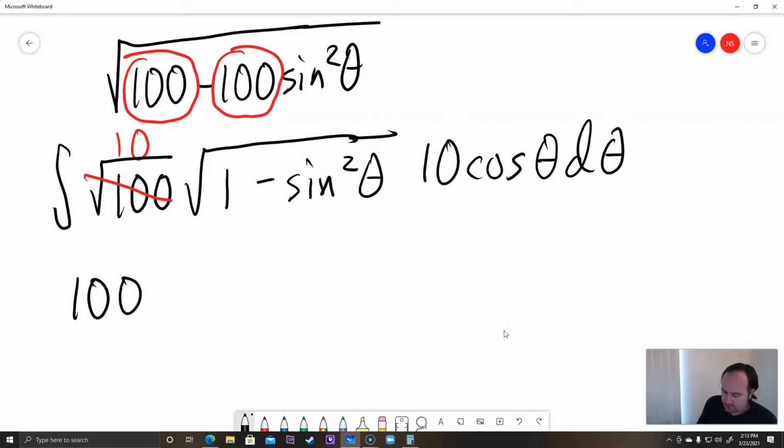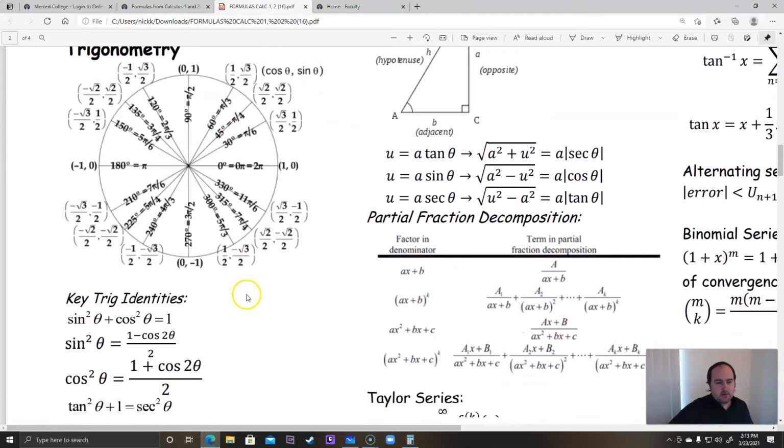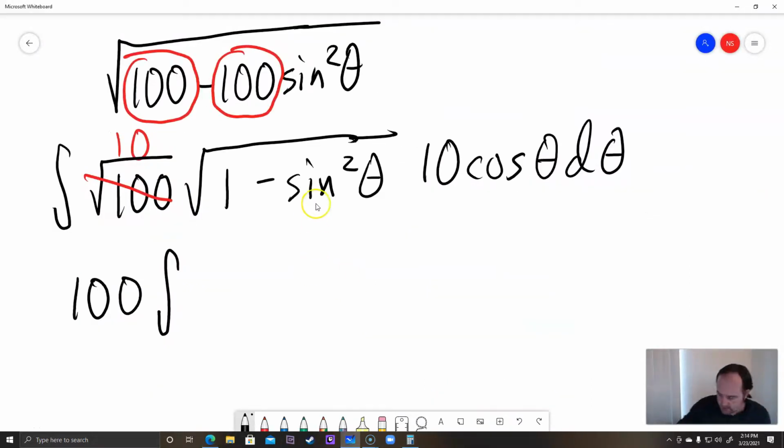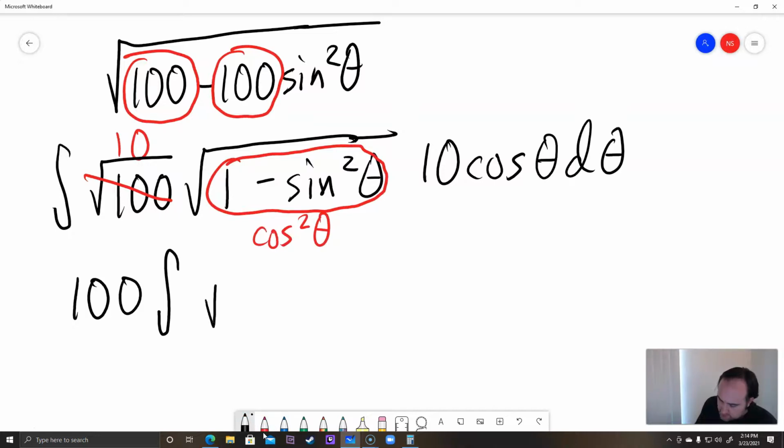So we have 100 out front times the integral of the square root of 1 minus sine squared. Now remember, 1 minus sine squared is actually the same as cosine squared. So if you look on your trig identities, on the second page, key trig identities, we know that sine squared plus cosine squared is 1, which means that 1 minus sine squared equals cosine squared. Okay, so this 1 minus sine squared is the same as cosine squared of theta. Okay, so we have the square root of cosine squared of theta.